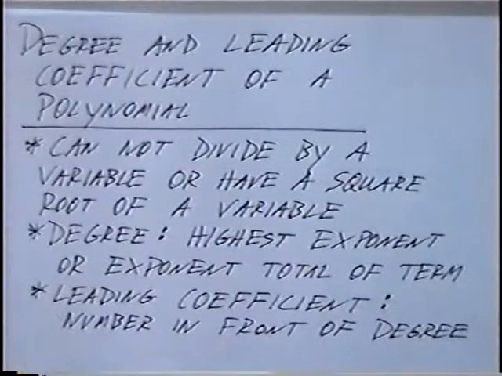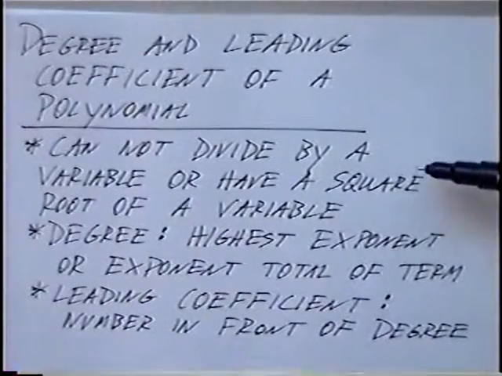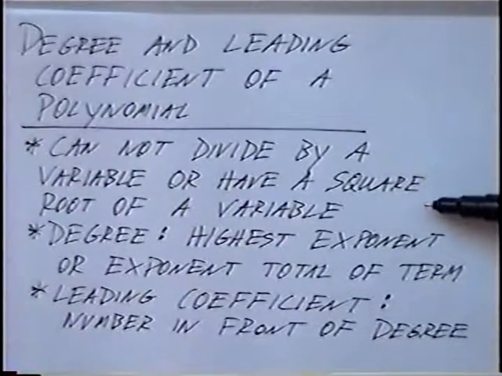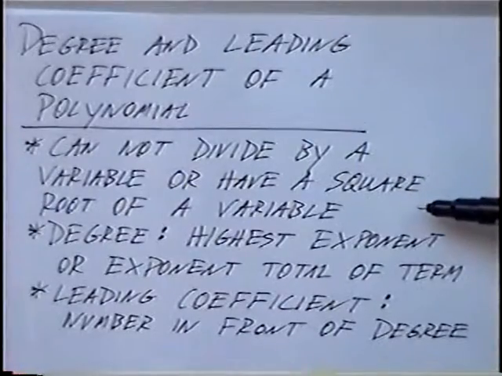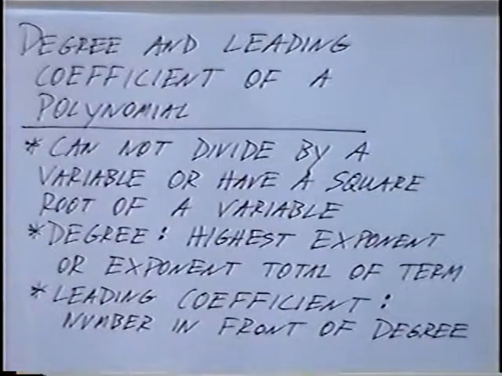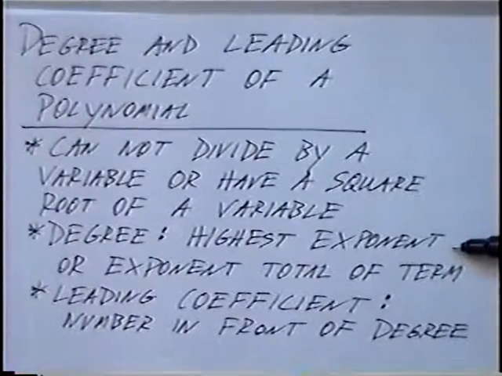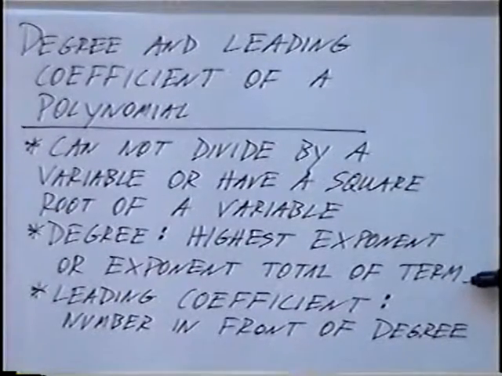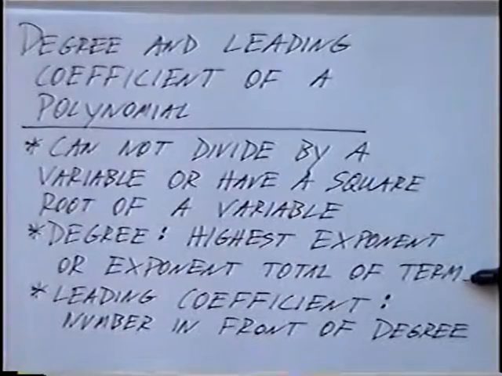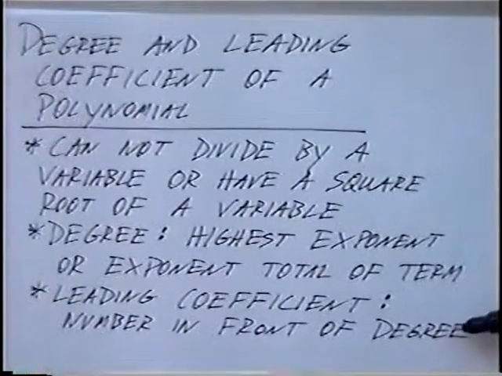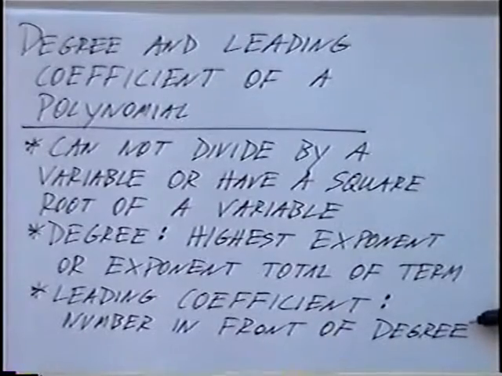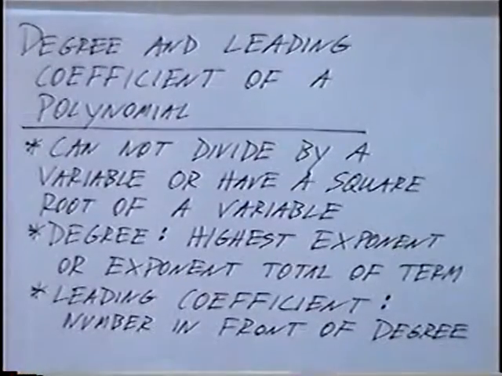Degree and leading coefficient of a polynomial. The definition for a polynomial is you cannot divide by a variable or have a square root of a variable. If you divide by a variable or have a square root of a variable, then it is not a polynomial. Degree is the highest exponent if you have a single variable, or exponent total of a term if you have multiple variables, which is the sum of the exponents. And the leading coefficient is the coefficient or number in front of the degree.